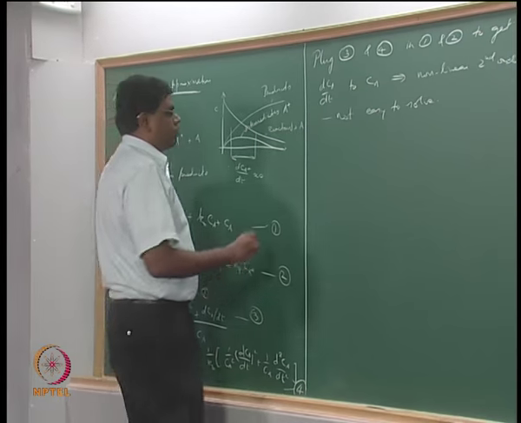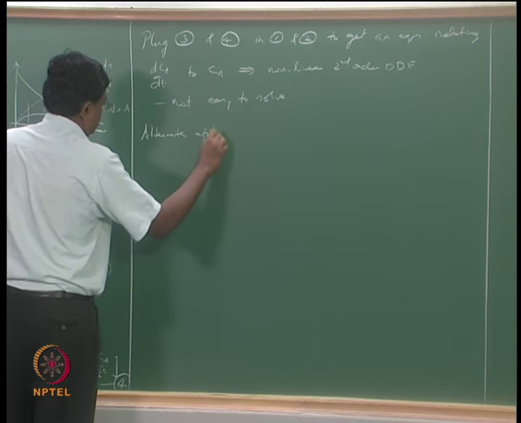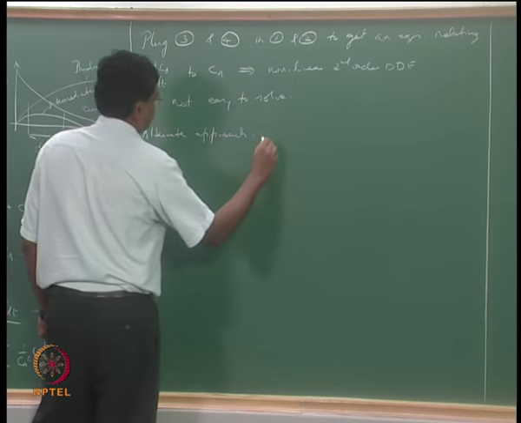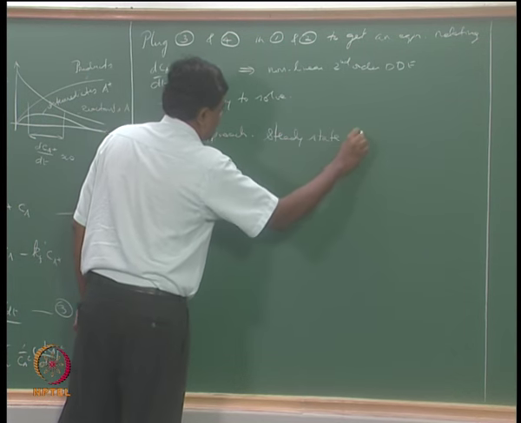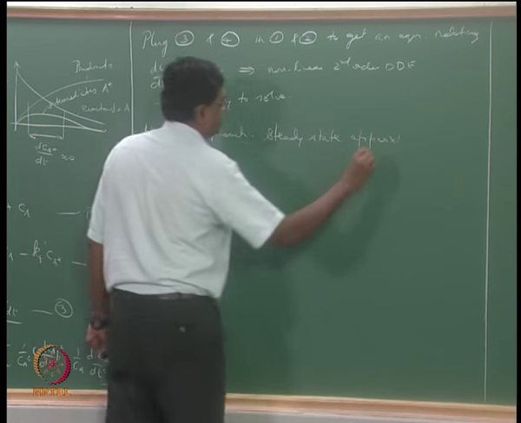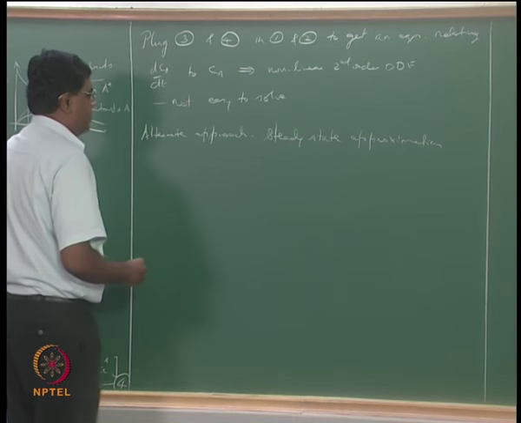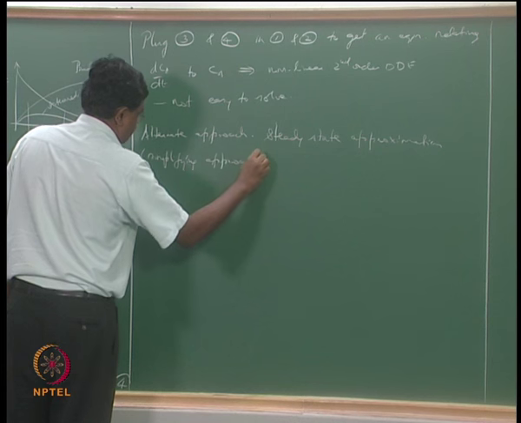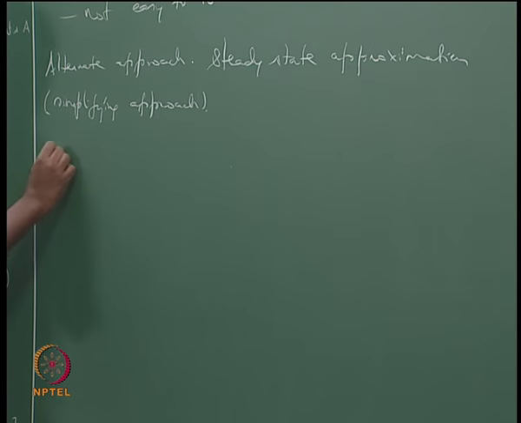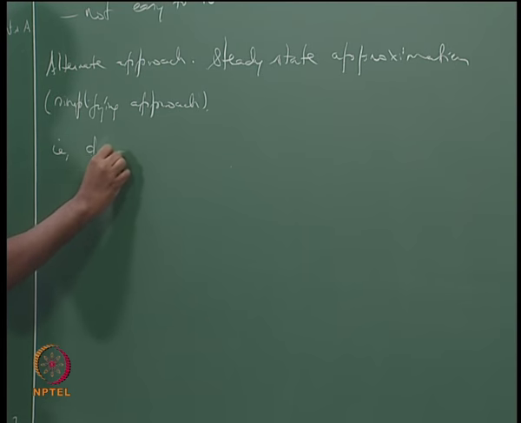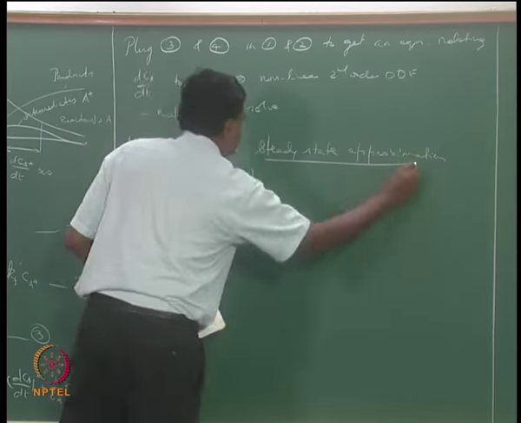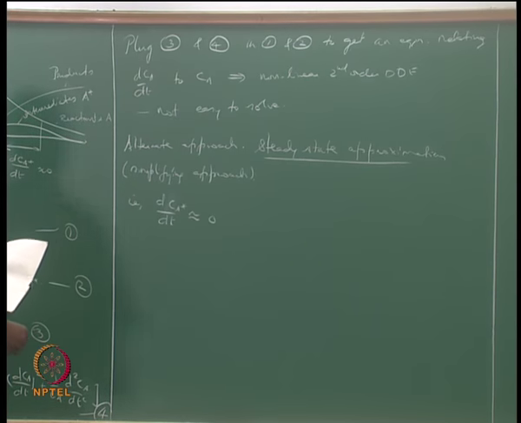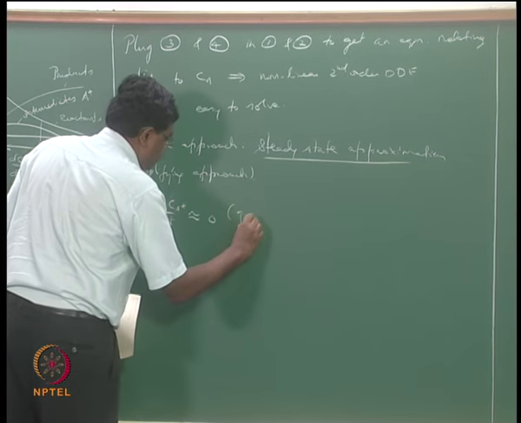So the alternate approach is the steady state approximation. This is a simplifying approach there. That is, we now say dCA star over dT is approximately equal to 0. The moment you say that, we are now essentially trying to adopt the steady state approximation and say dCA star over dT. You should probably say this is quasi steady state.